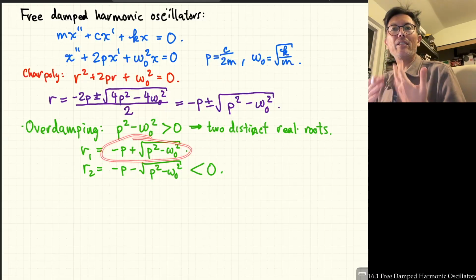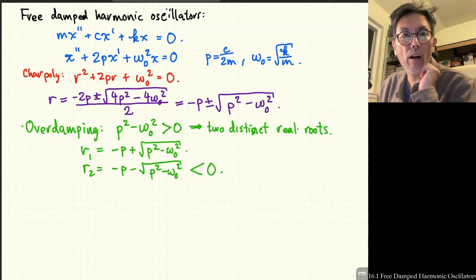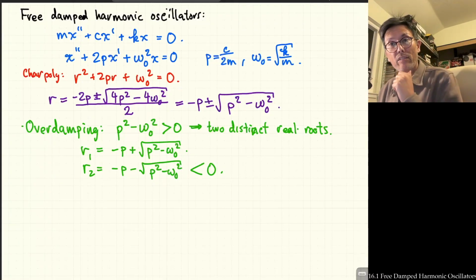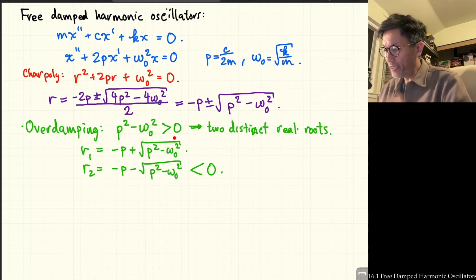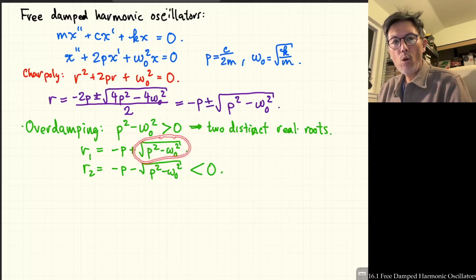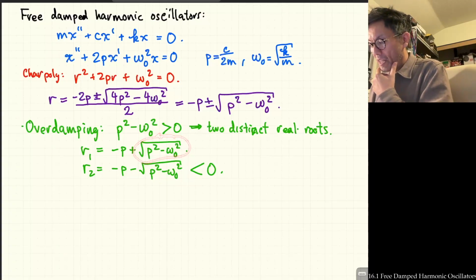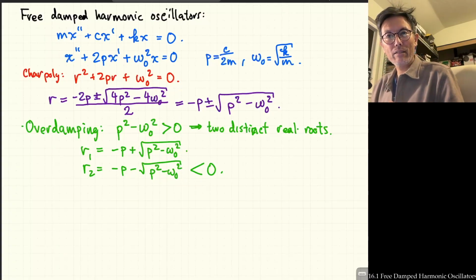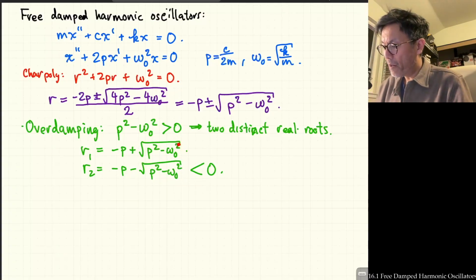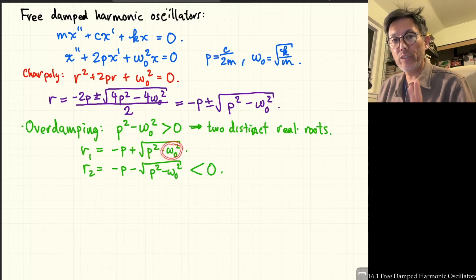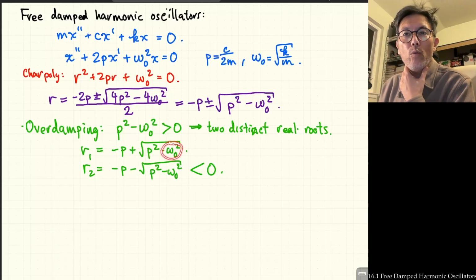But what about R1? Can we say anything about the sign, S-I-G-N, of R sub 1? The answer is yes. Because look here. What can we say about the square root of p squared minus omega naught squared? Well, what we can say is that it's less than p, right? Because if omega naught squared were 0, which it's not, but if omega naught squared were 0, then we would be talking about the square root of p squared, which is p. You see what I'm saying?